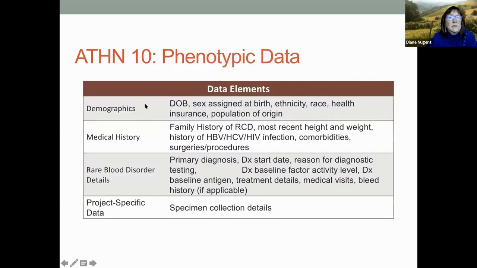The HTCs will ask you about your demographics, which means ethnicity, race, your medical history, which is really important, whether you've had bleeding with surgeries or not. Especially for rare disorders, they'll ask when you were diagnosed, but especially what's your bleeding history? Where do you bleed and how frequently, so they can generate that bleeding score.